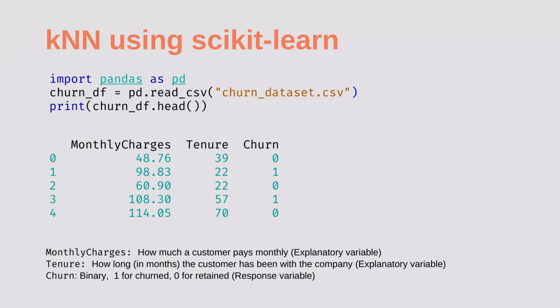In this example, both monthly charges and tenure are our explanatory variables. We'll be using them to predict whether a customer is likely to churn. This is a typical setup for a classification problem, and it's a perfect use of k nearest neighbors or KNN. Let's see how we can use scikit-learn to model it.